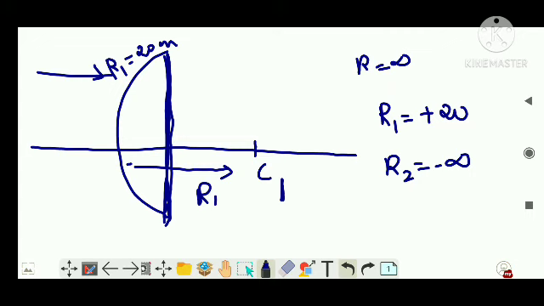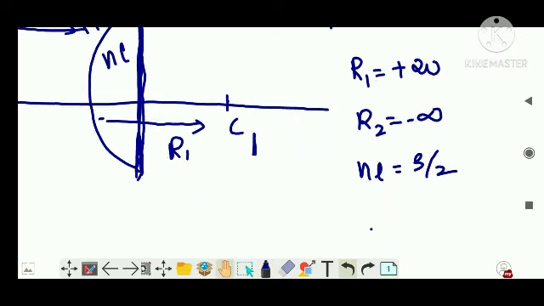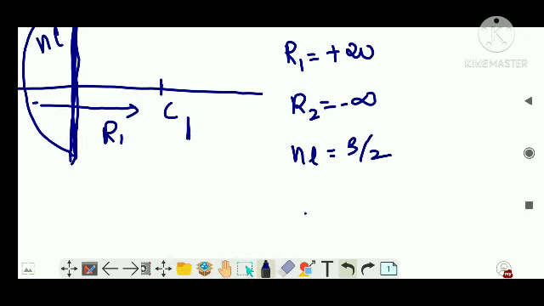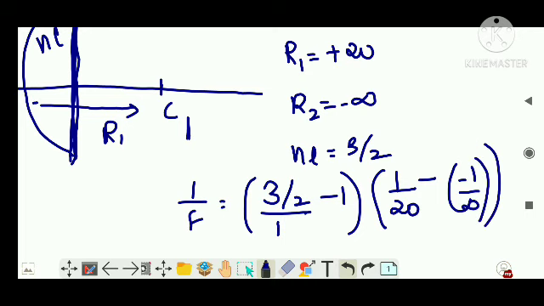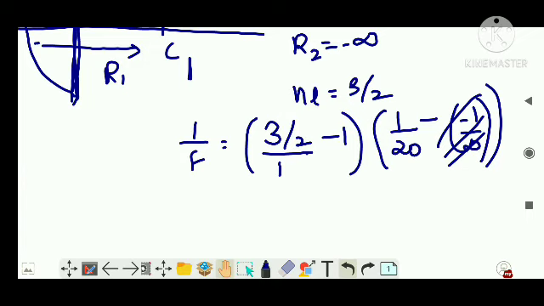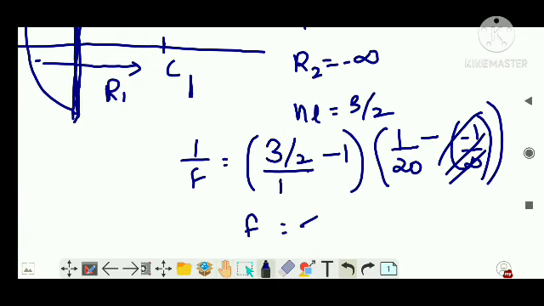And suppose this is a glass, right? So suppose the refractive index of the lens usually is 3 by 2. Again, you are asked to find the focus. Again, substitute the values in the previous equation. 1 by f is equal to (NL by NM minus 1) into (1 by R1, which is plus 20, minus 1 by infinity). Now this becomes 0, right? Then half into 20, that is, you will get the focus equal to 40 centimeter.